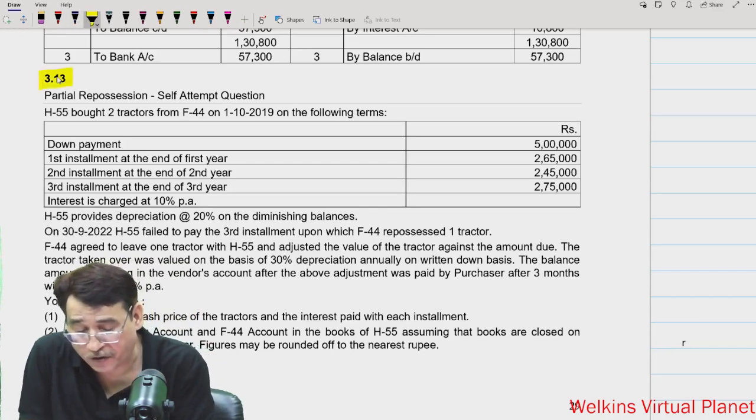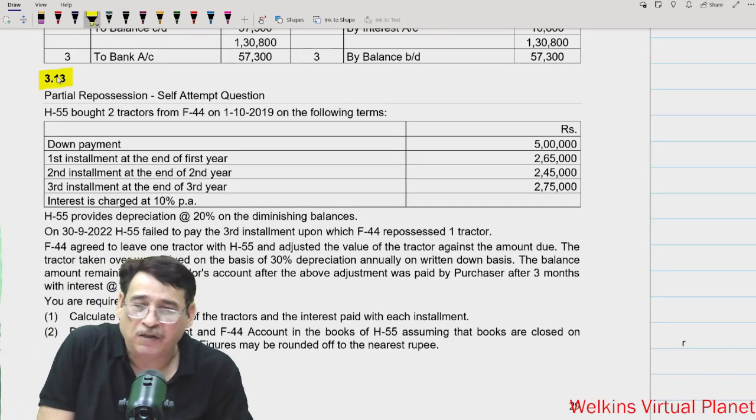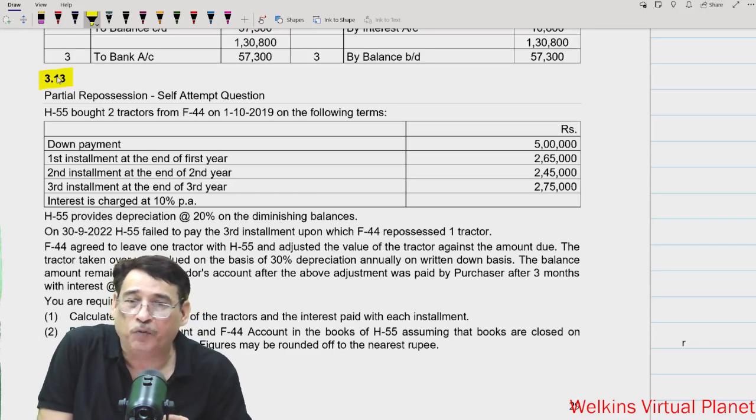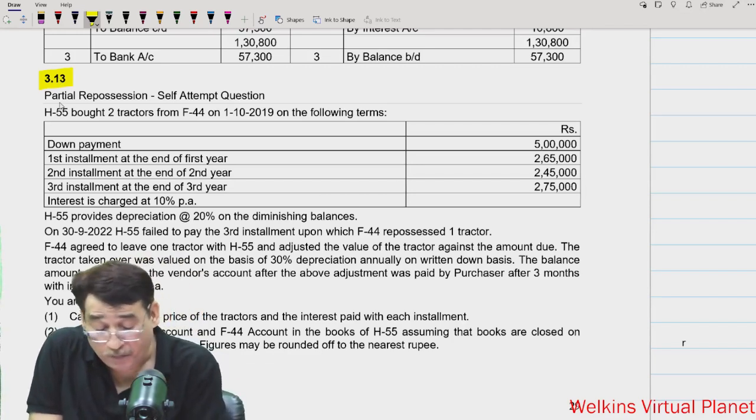And this is a pretty strong question. At the same time, 3.13 and 3.15 are one and the same question. Both these questions have appeared in past examinations. So pay attention. It's quite a nice question. Now, in this particular question, let's begin.